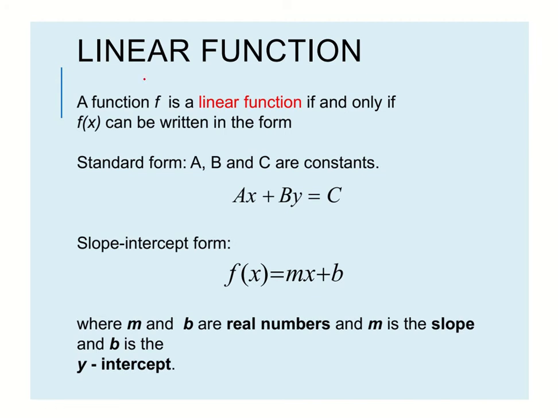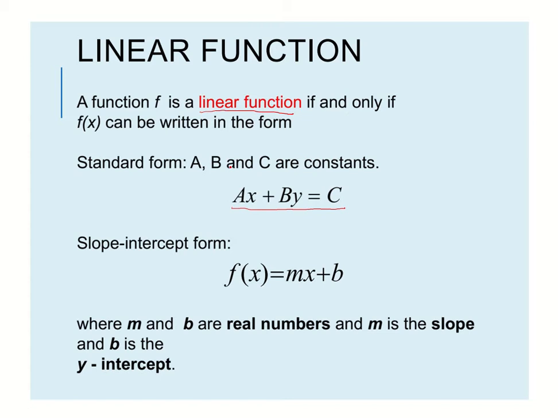So next we are going to learn what is a linear function. A linear function is a function that can be written in this way: Ax + By = C. Now what is A? A is a number, B is a number, and C is a number as well.